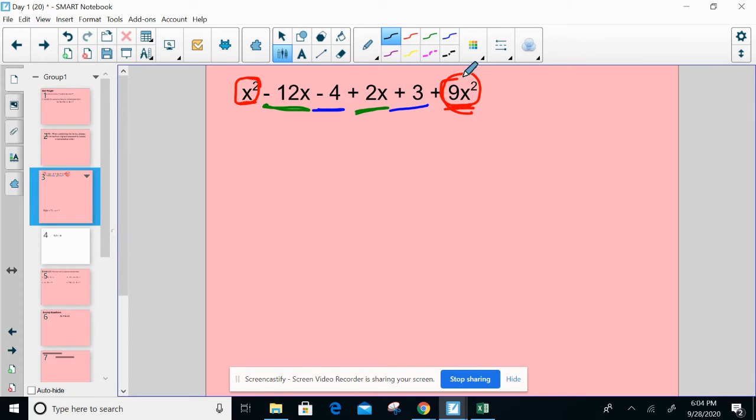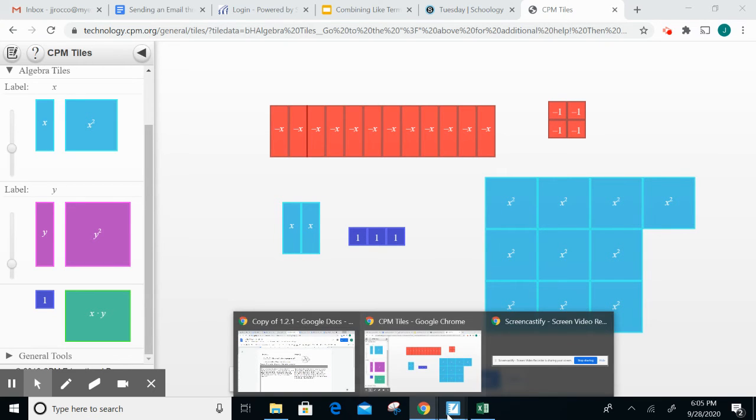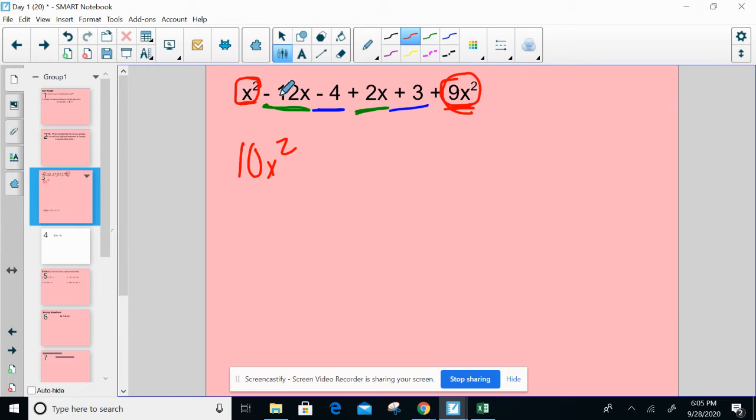You can see x squared and 9x squared, we colored them in red. You add them because it's a positive, and the sign out in front is plus 9. So it's going to be 10x squared. What's great about the tiles is you just group everything together. In terms of the x squareds, there are 10. So we know we're right. What about the next thing? Let's do the green, negative 12x plus 2x. What do we have left? We have negative 10x.